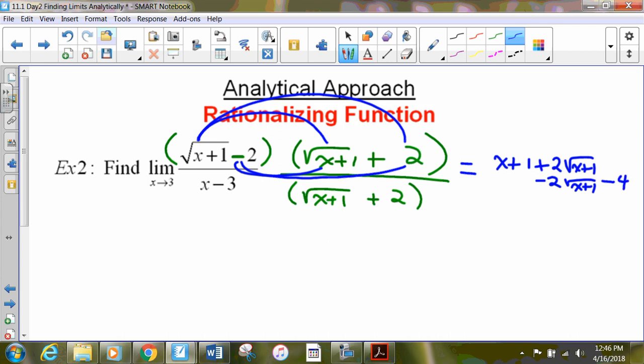So what's left in the denominator? I'm going to bring that down. We've got an x minus 4 left in the denominator, right? Or I'm sorry, x plus 1 minus 4. So let's write this out so we can see that those two canceled out.